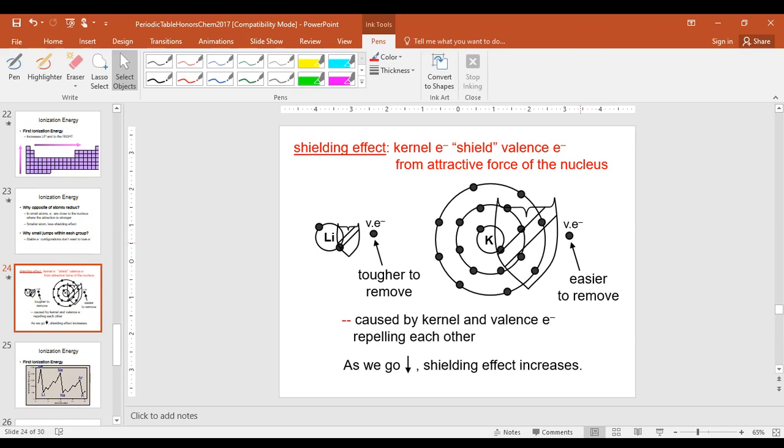So another name for those core electrons is kernel electrons. So kernel electrons or core electrons shield that valence electron from feeling the pull of the nucleus as strongly. We also have repulsion between the kernel electrons and the valence electrons. So if there's more repulsion because of more electrons, then it's easier to remove that valence electron. So as we go down a group, the shielding effect increases.